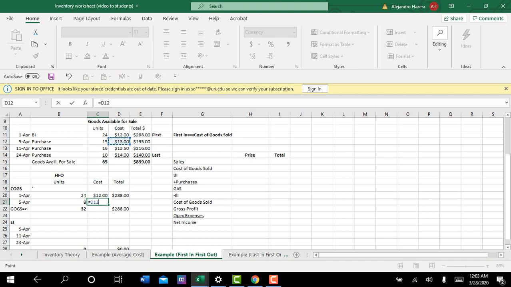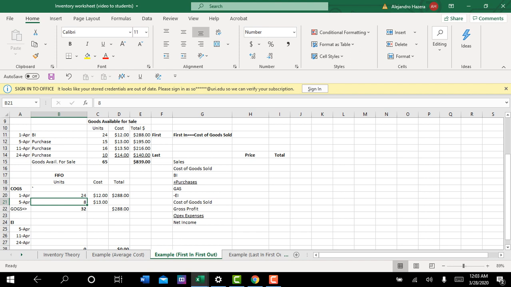We know that 24, the assumption is first in, first out. So you definitely have to take the 24 units, and those by definition, first in, first out, were sold. And then we go to the next layer. If we get up to the 32 units, that's called the split layer. We have to split it. So we're going to assume of the 15 units, 8 were sold, and we'll assume actually that 7 weren't. That will be ending inventory. We'll get to that.